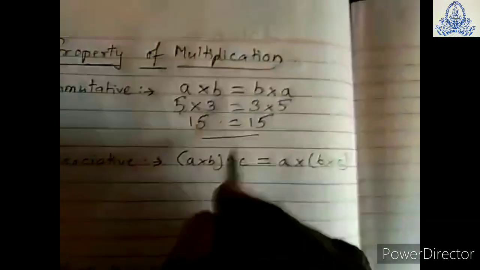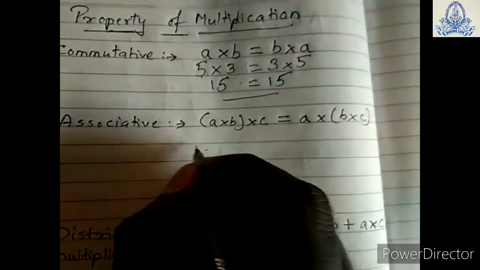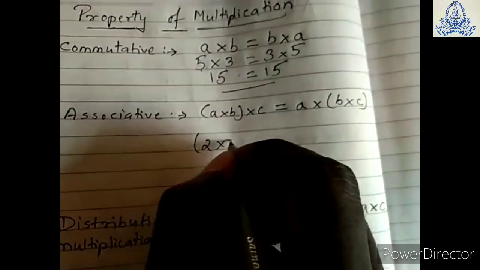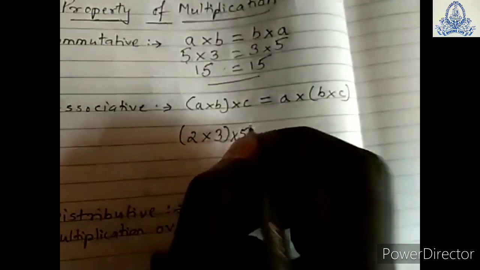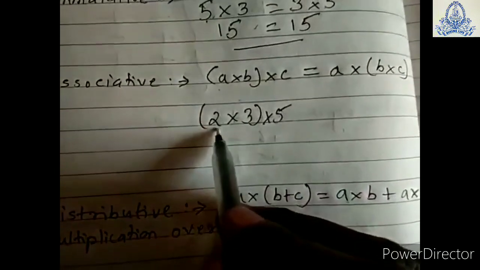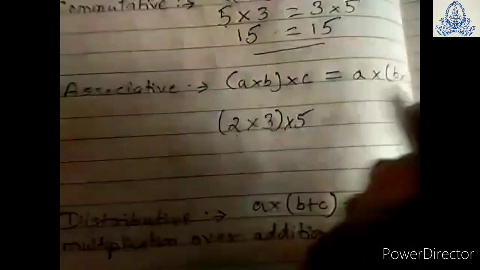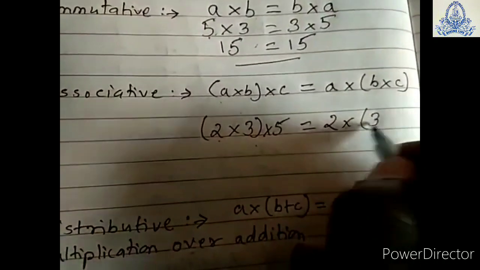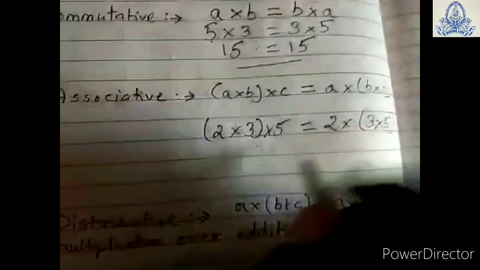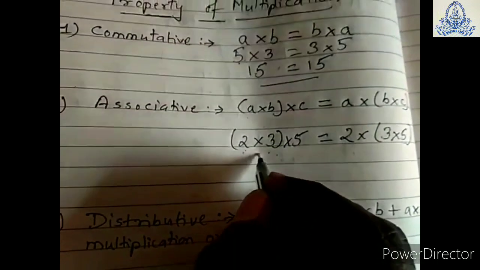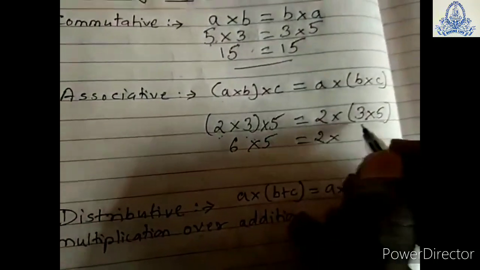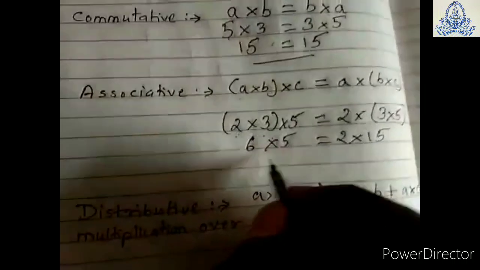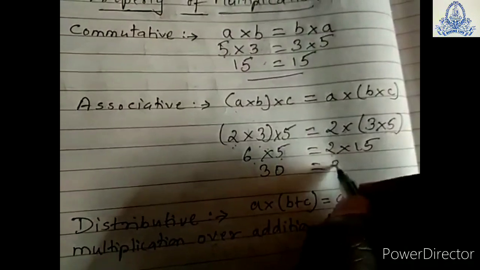Let us check. If we put in values, 2 into 3 into 5, suppose we are taking A as 2, B as 3 and C as 5, on both sides. So 2 into 3 multiplied by 5: 2 3s are 6, multiplied by 5. 3 5s are 15, 6 5s are 30, and 2 15s are also 30.